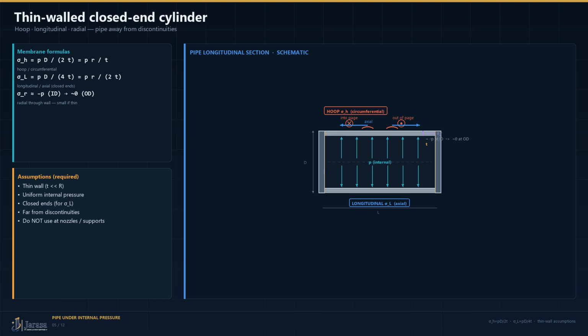Assumptions matter: thin wall, uniform pressure, closed ends, and a location far from discontinuities. Misapply the formulas at a nozzle or support and you miss the local peak. Remember the directions: hoop runs around the circumference, longitudinal along the axis, and radial through the wall thickness.